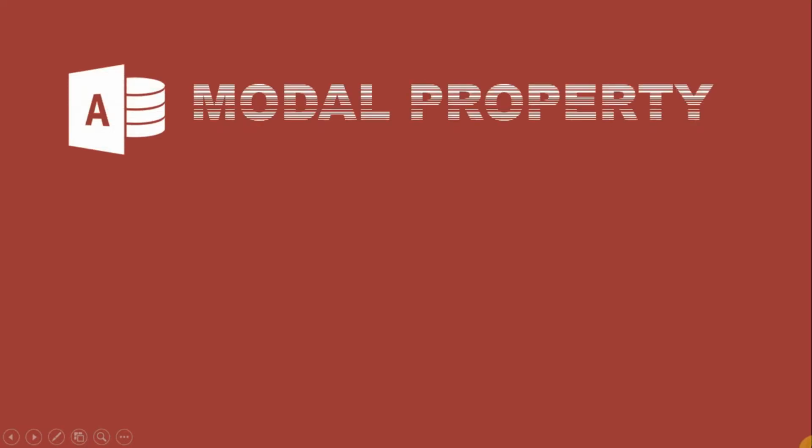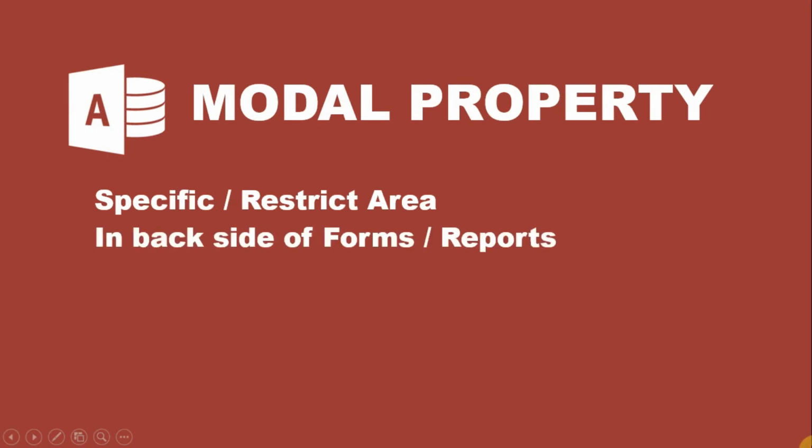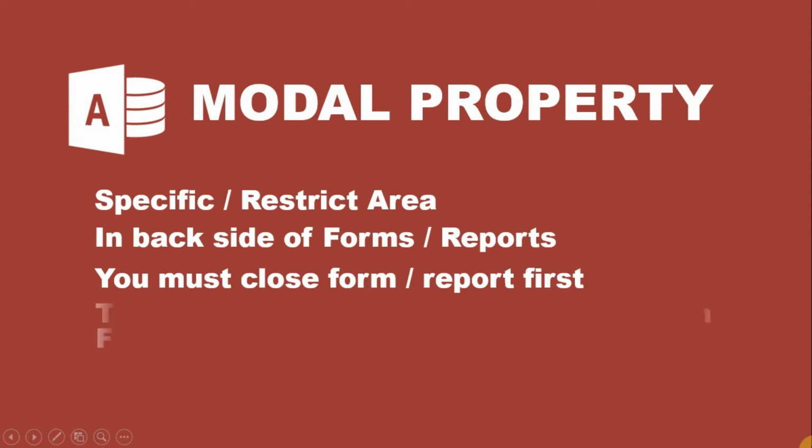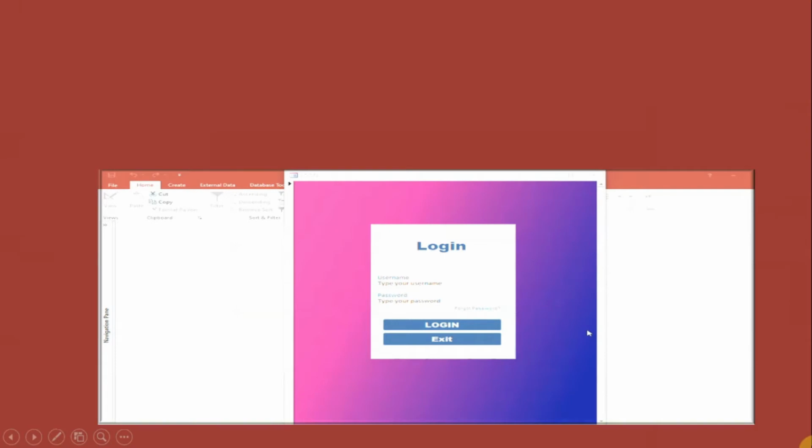Today we are talking about how to restrict working on the Microsoft Access application when working with forms or reports. This is the modal property of a form or report, which allows us to restrict the area in the backside of forms or reports, which means that you must close the forms or reports you are working with to get access to Microsoft Access application functions or tabs.